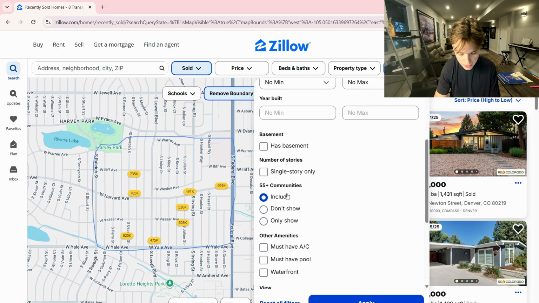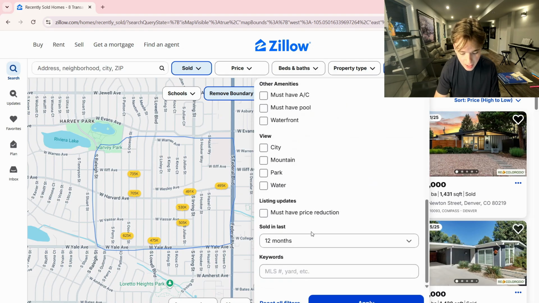Lot size, you want to be about the same. Remember, the year built, you want to be the same. It's ideal that you have properties within the past 6 months, but just for the sake of this property, we're going to do 12 months because there's not many comps. If there's not many comps, then you can slowly move out.